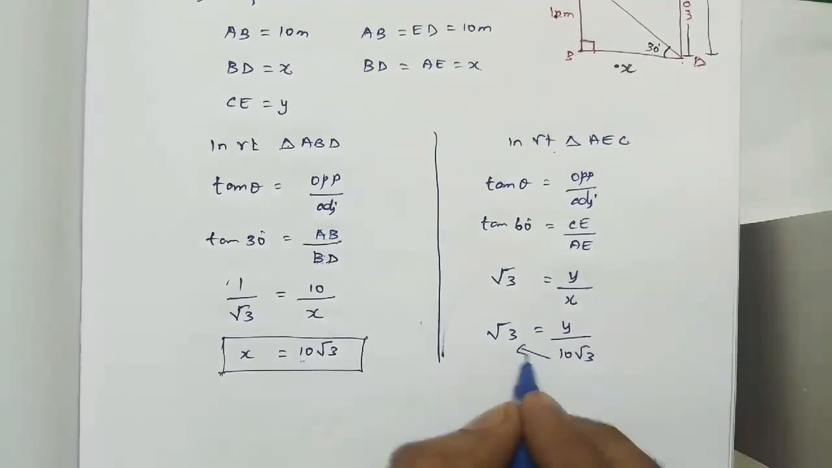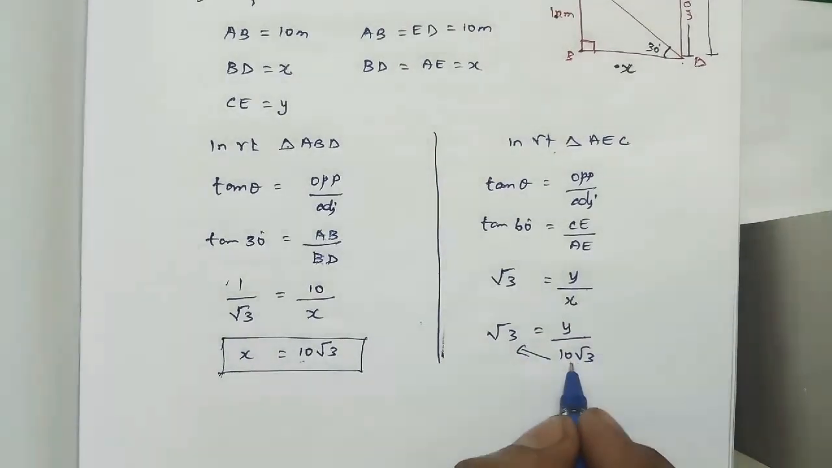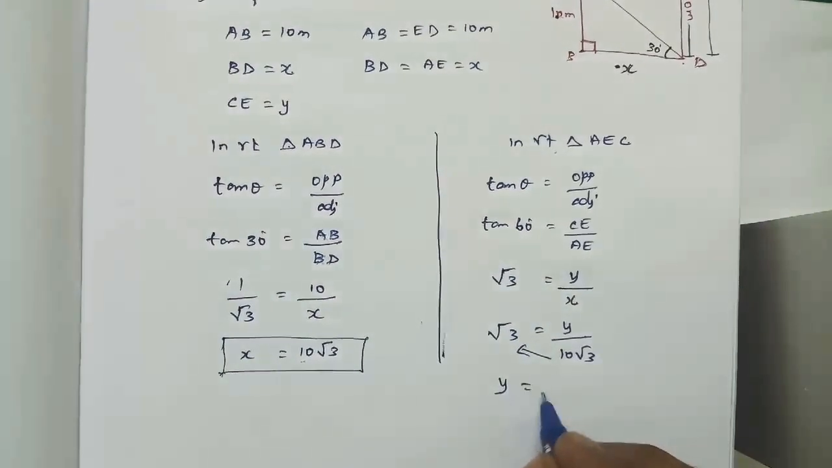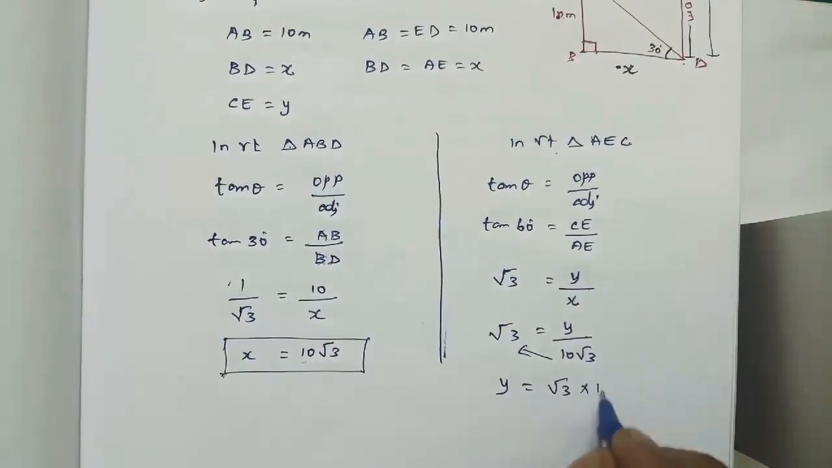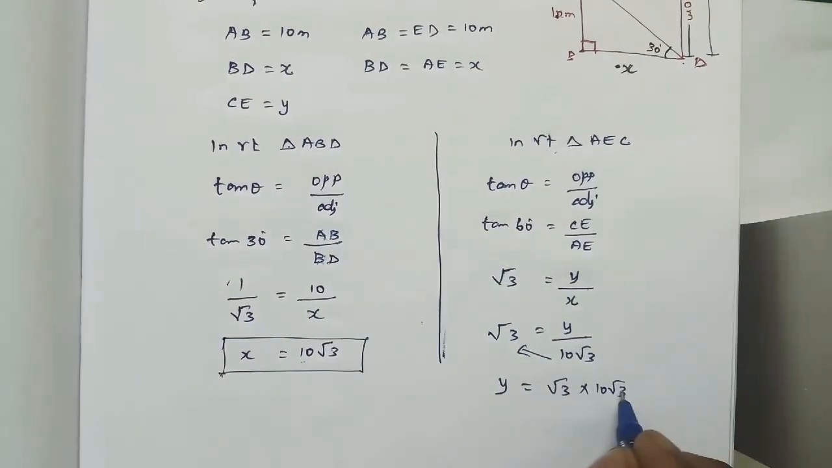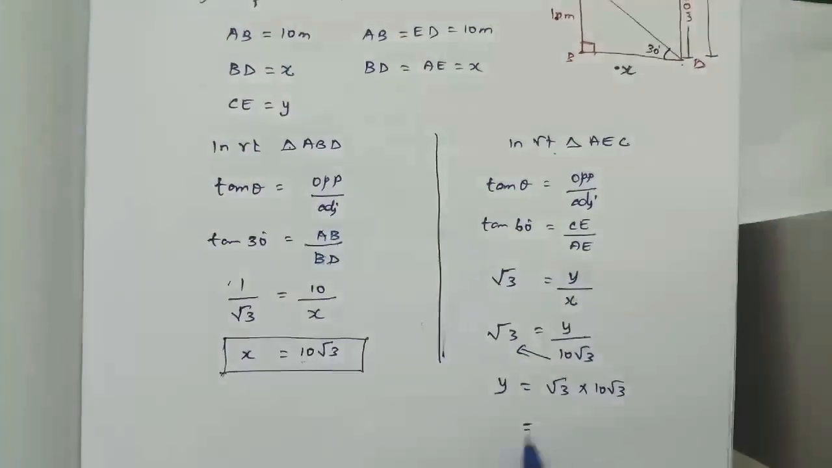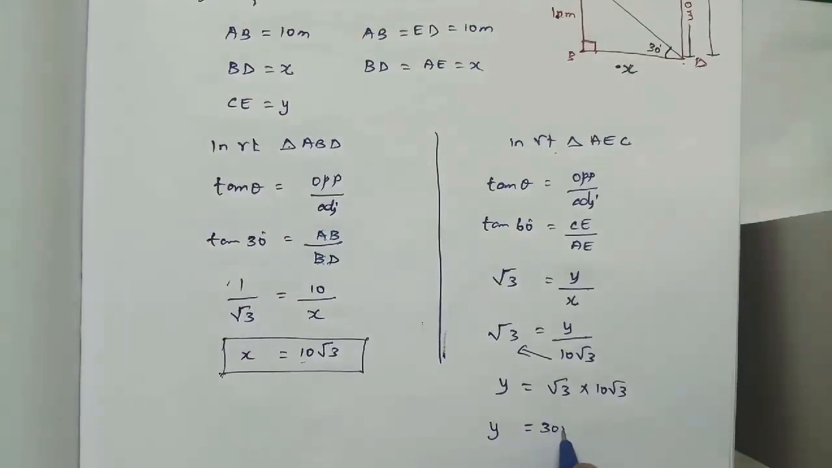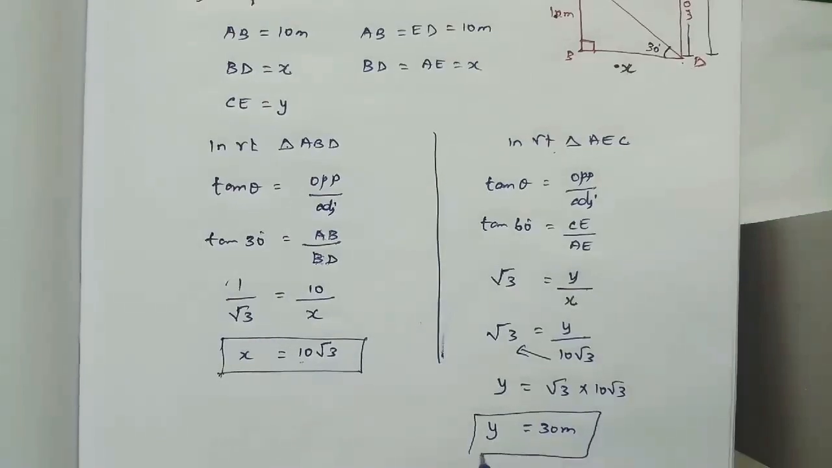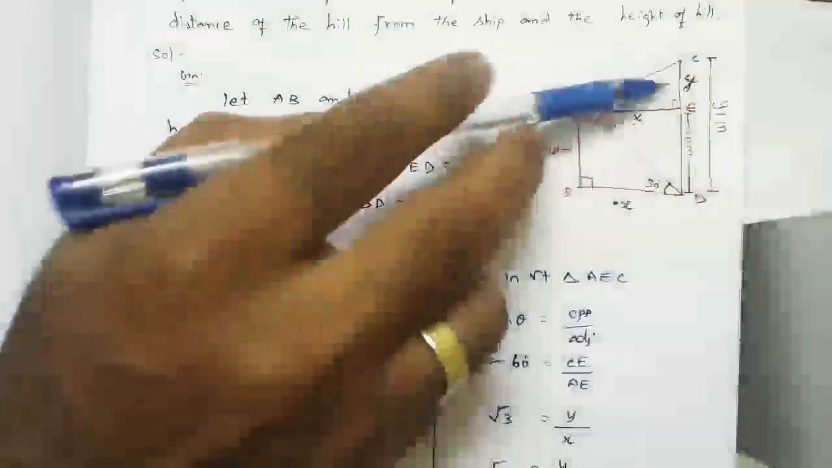Just bring the 10 root 3 to the LHS, then divide will become multiply. So y is equal to root 3 into 10 root 3. So root 3 into root 3 is 3, 3 into 10 is 30. So y is equal to 30 meter. What is y? Y is nothing but CE, right?